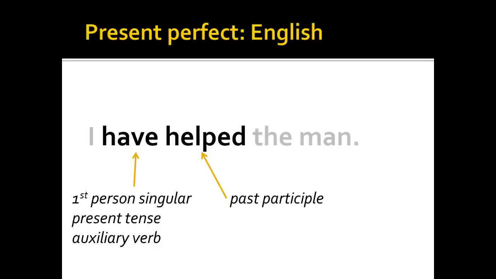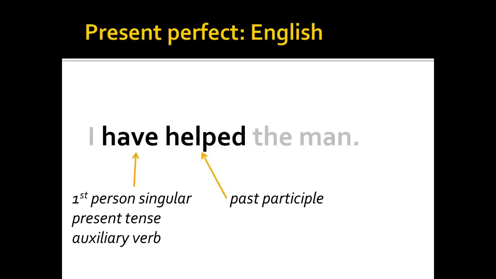So, essentially, the present perfect tense in English is a two-verb construction. We have the first person singular present tense auxiliary verb, have, and that agrees with the subject of the sentence, I have. And then we have the past participle, I have helped the man.